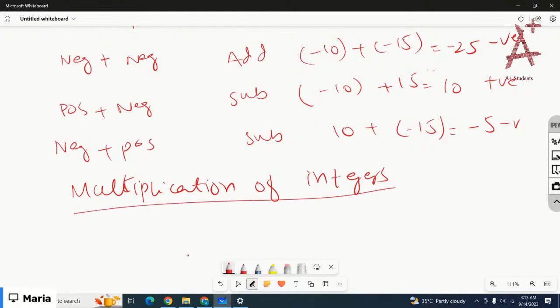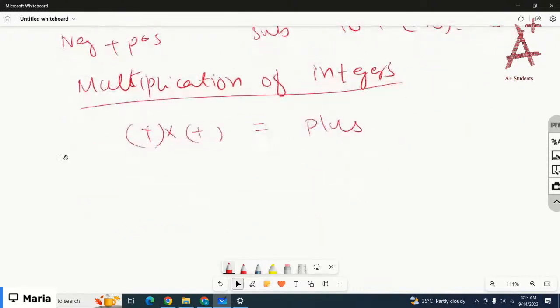Okay, you are multiplying two positive numbers, right? The answer is positive. The answer must have a positive sign.